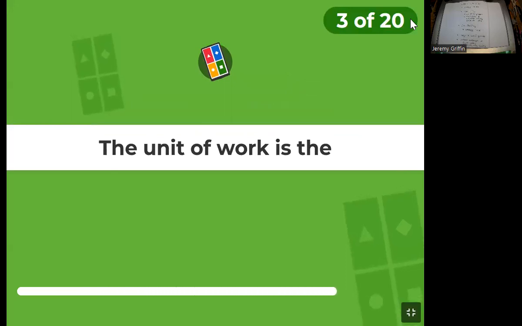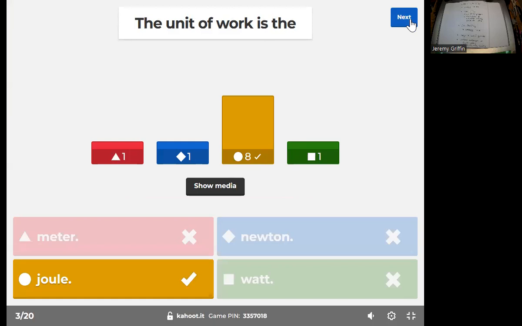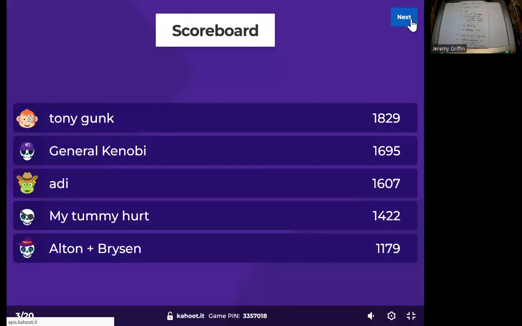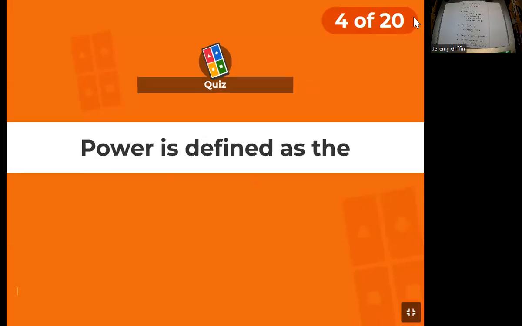What's the unit for work, which is the same thing as the unit for energy? Energy or work is measured in joules. There's also calories and BTU and kilowatt hours, but joules is what we most care about. Tony Gunk keeping the lead.